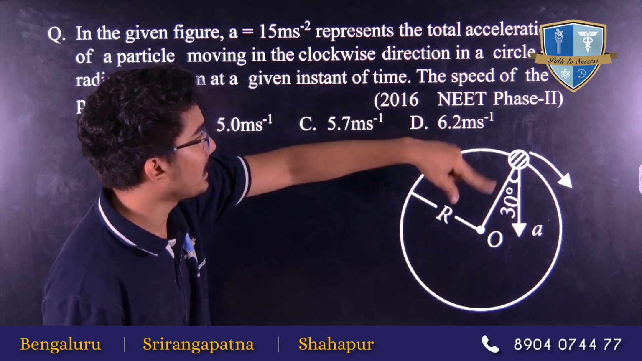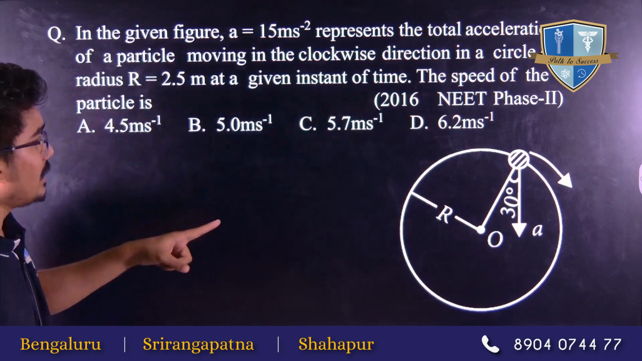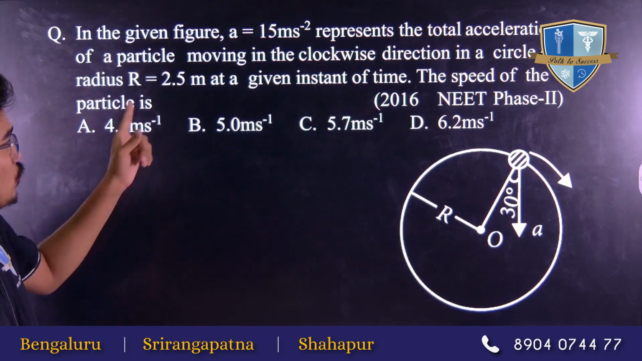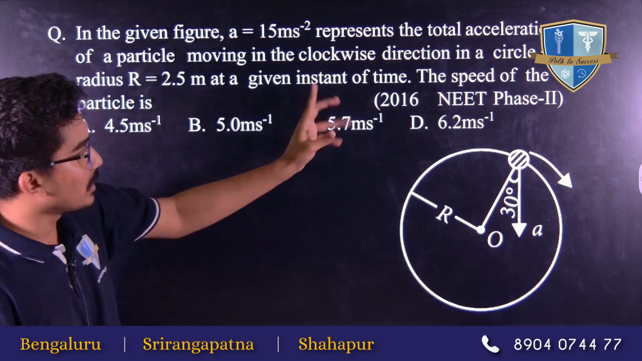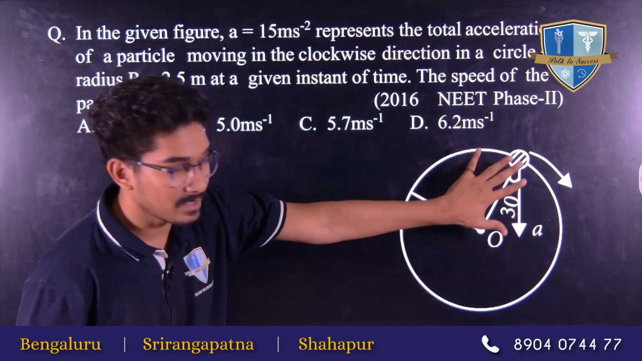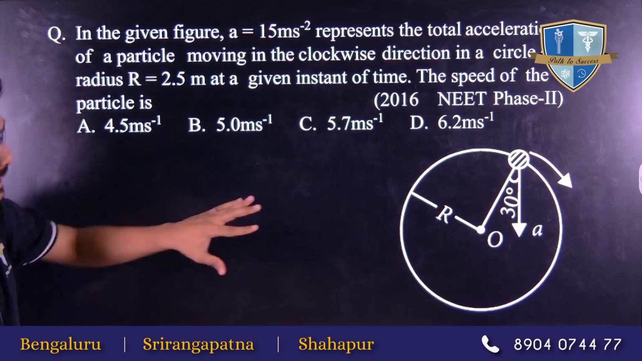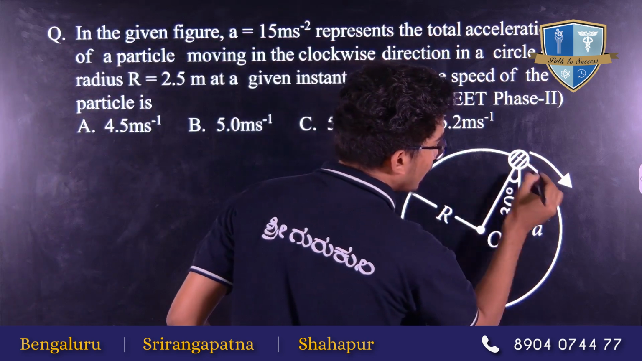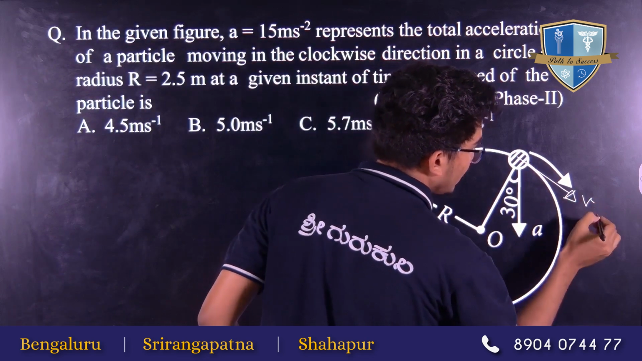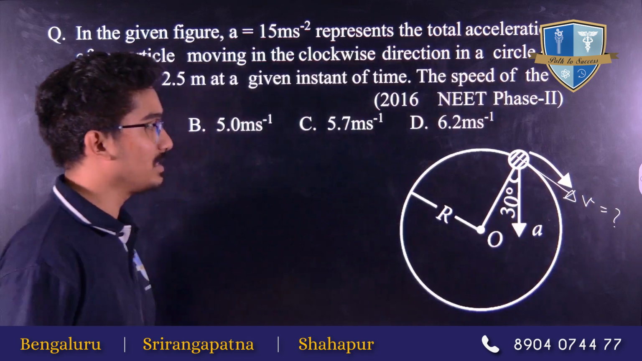So the direction of the particle is also given, in a circle of radius r. This r is also given as 2.5 meter at a given instant of time. So this is the instant of time, this is the photo at a particular instant. Now what will be the speed of the particle at this particular instant? This v is unknown. What will be the speed of the particle?